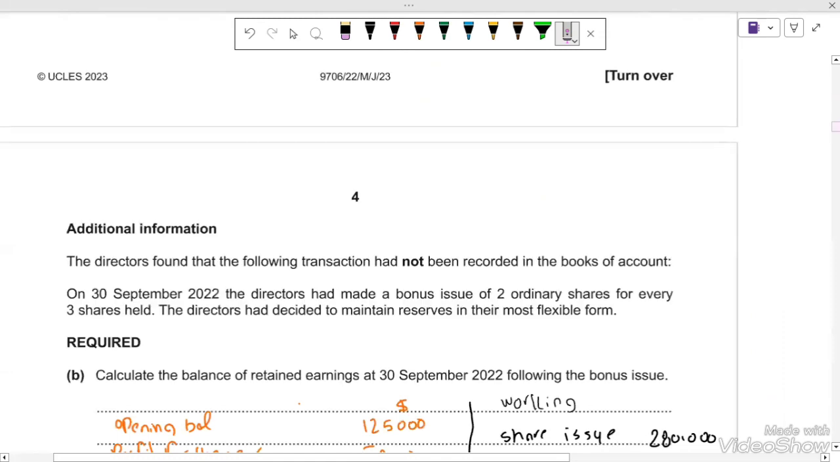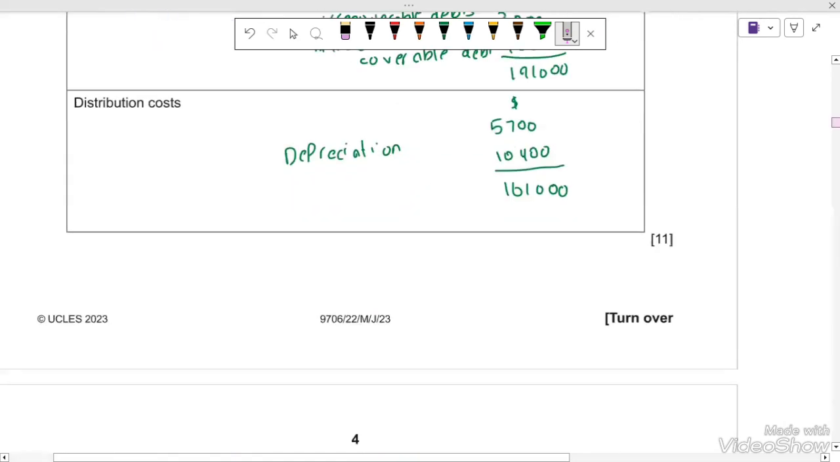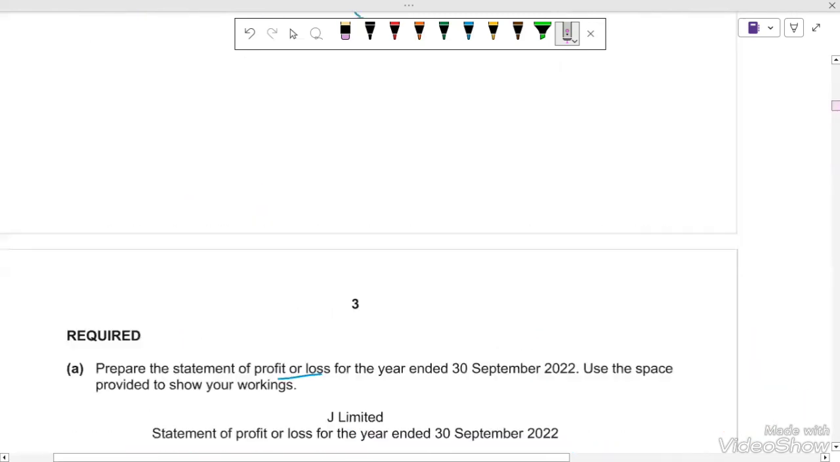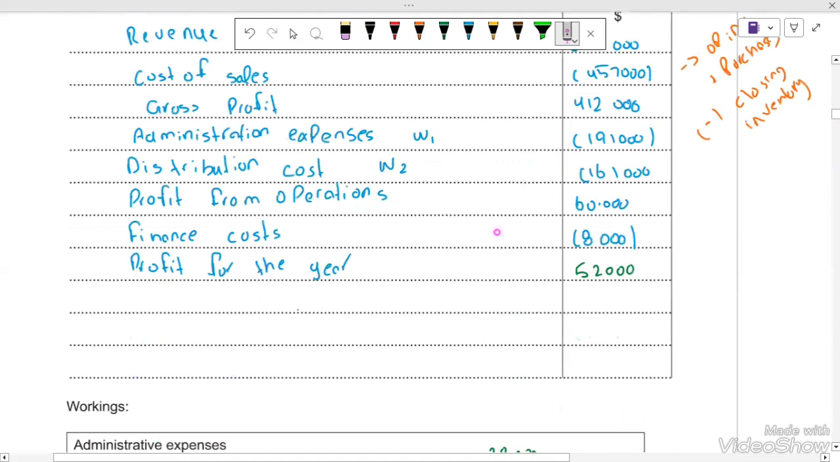And this is 4,000. So after calculation, we have 1,91,000 as administration expenses. And in distribution cost, the distribution cost which we have in the trial balance is 5,700, and the depreciation we just calculated above was 10,400. So we have 1,61,000 as distribution cost.